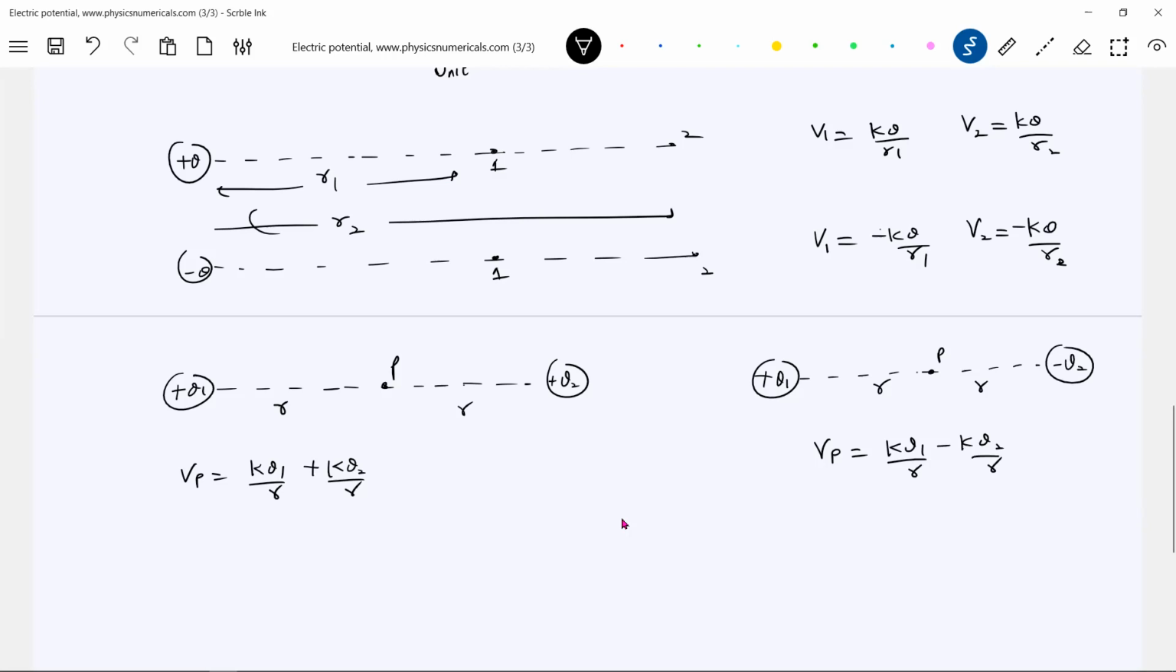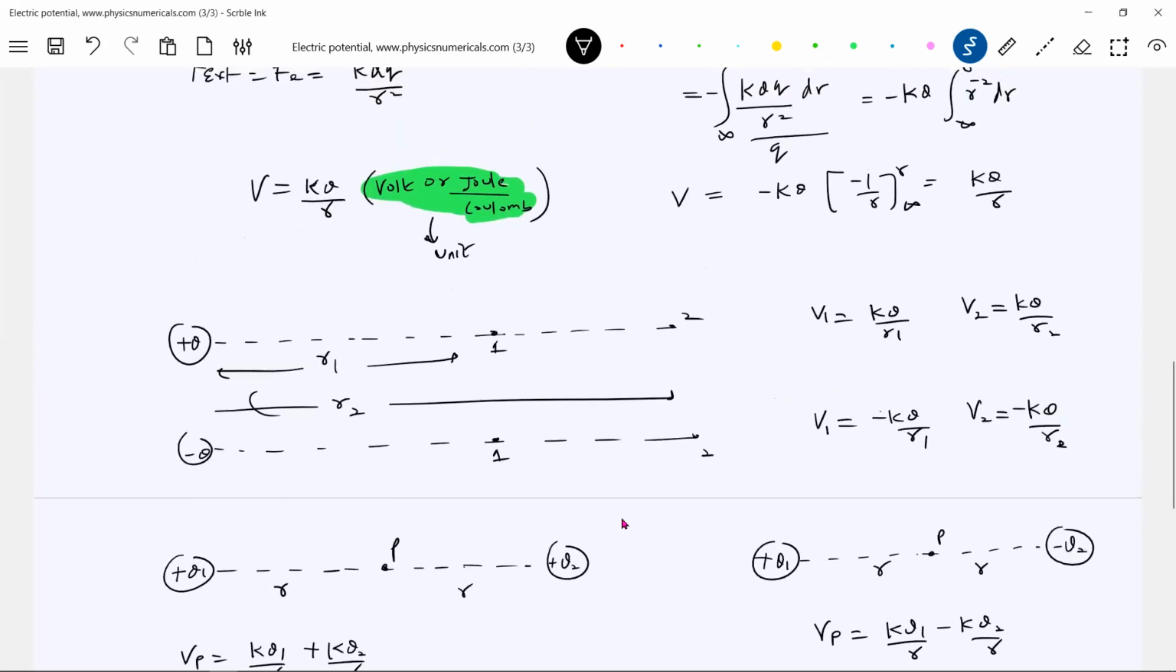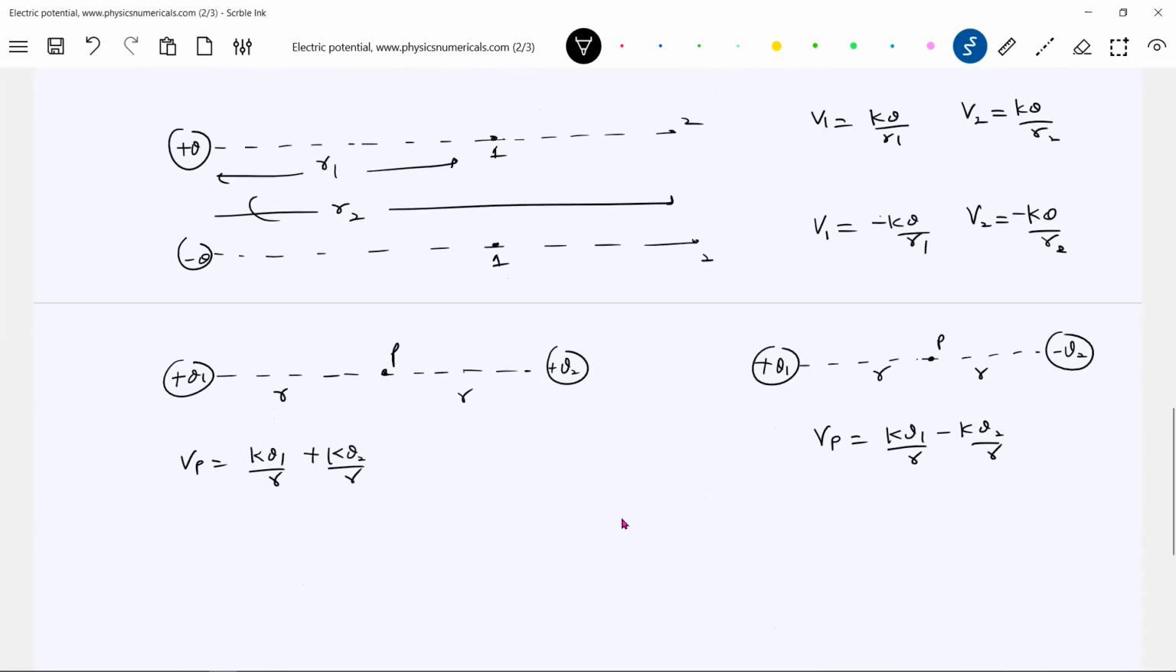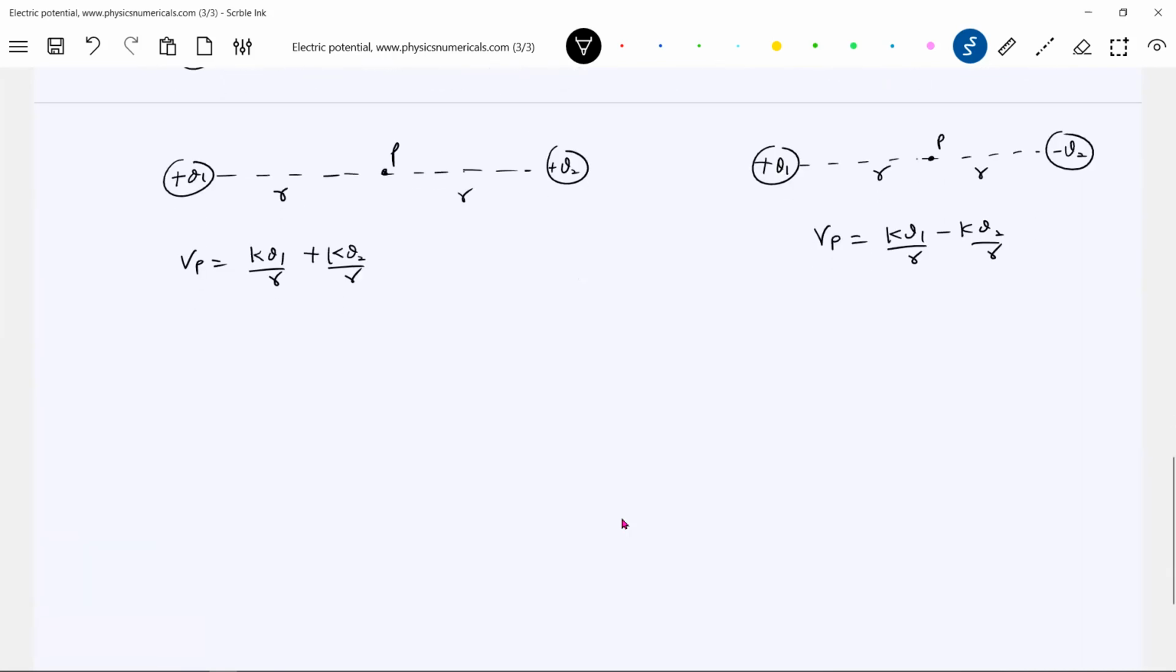What you should do, potential is a scalar quantity. Electric potential, let me write it here. Electric potential is a scalar quantity. So what is the resultant potential at a point? It should be the algebraic sum of potential due to individual charges. At a given point, okay, let's analyze further.